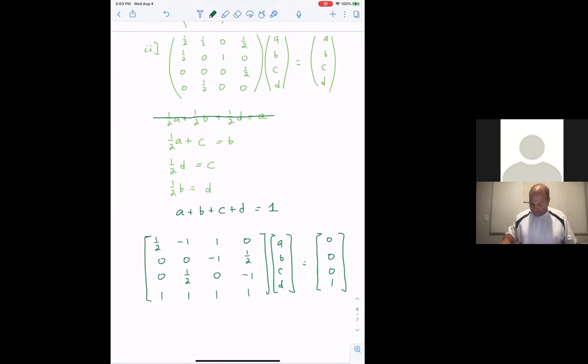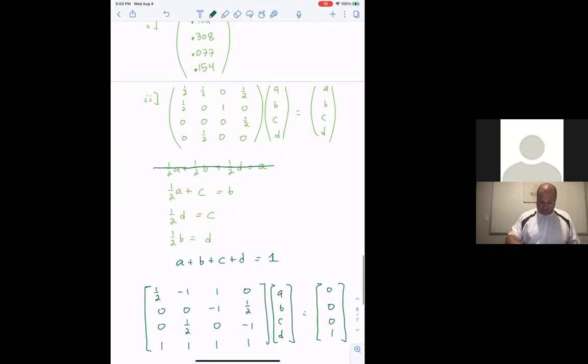So let's plug it into the calculator. Edit, new matrix, 0.5, negative 1, 1, 0, 0, 0, negative 1.5, 0.5, 0, negative 1, 1, 1, 1, 1, and take that matrix inverse and multiply it by 0, 0, 0, 1. And I do in fact get this.